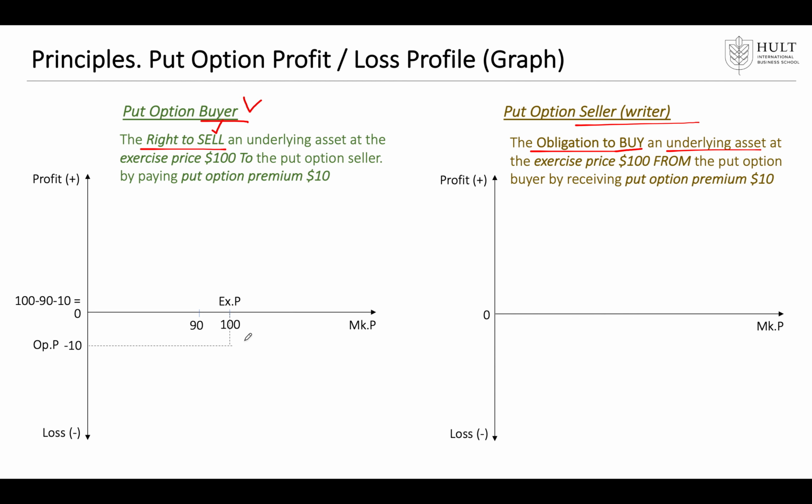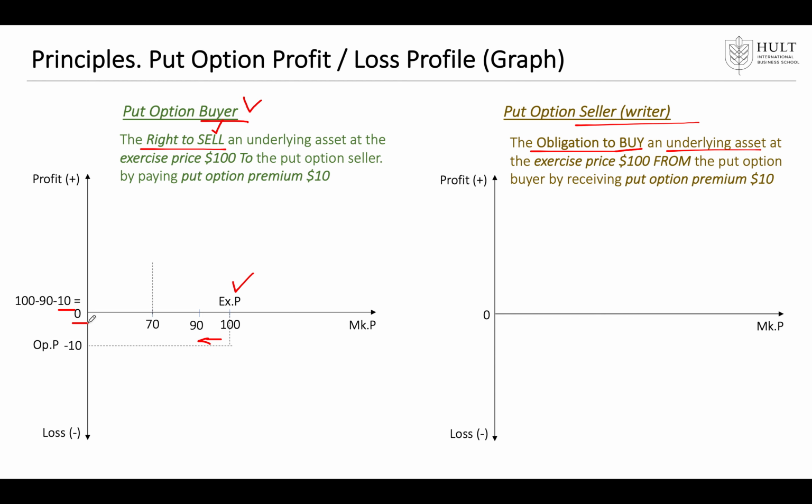When the market price $90, then if you're a put option buyer, what would you do? Yes, we will exercise. Why? You can still sell your asset at $100, which is the exercise price, even the market price went down to $90. So we'll exercise, but we already paid option premium $10 to the put option seller. So the put option profit and loss is just 0.